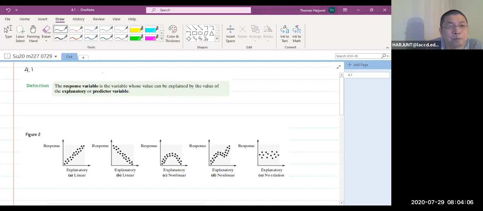Now, for example, this term predictor variable, explanatory variable. Strangely, our textbook never mentioned that this is also called the independent variable. And the response variable, the variable that is being explained, is also called the dependent variable.